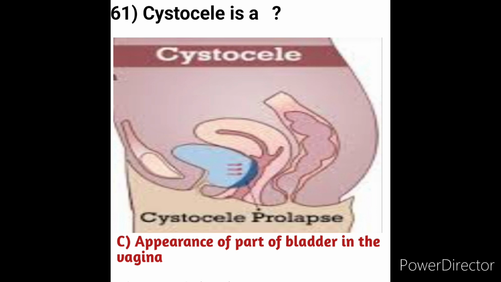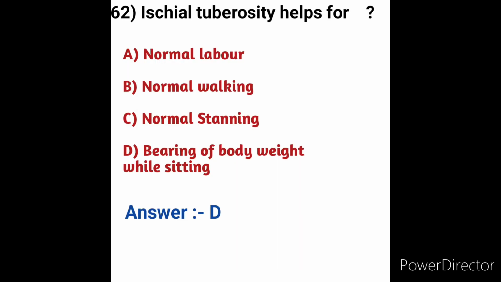Okay friends, next we will move on to question number 62. Ischial tuberosity helps for. Ischial tuberosity is present in the pelvis. We will see the options here. Option A, normal labor. Option B, normal walking. Option C, normal standing. Option D, bearing of body weight while sitting.